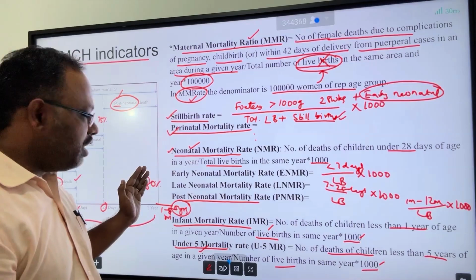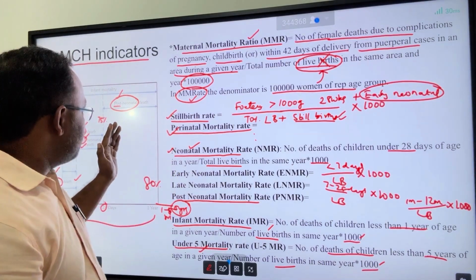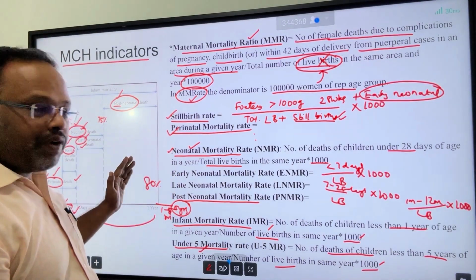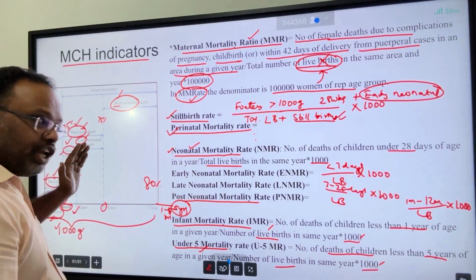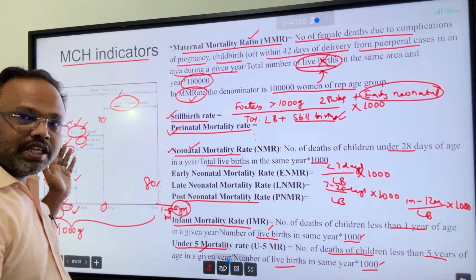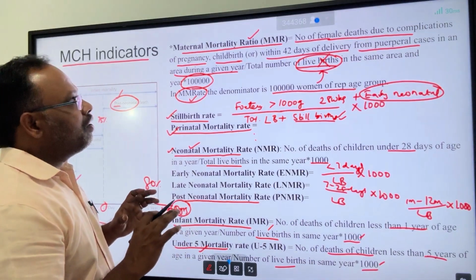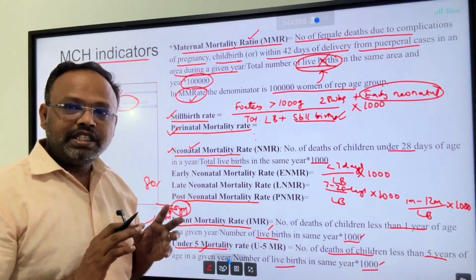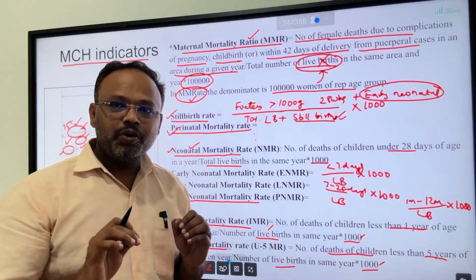As I told, nearly 80% of under 5 deaths happen within 1 year, nearly 75% of infant deaths occur within 1 month of age, and 75% of neonatal deaths occur within 1 week, that is, the early neonatal period only. So that is very important when it comes to maternal and child healthcare indicators. Now we will end this session by working out one problem.